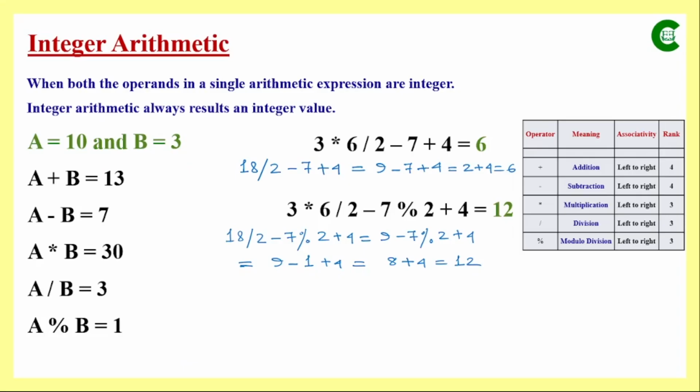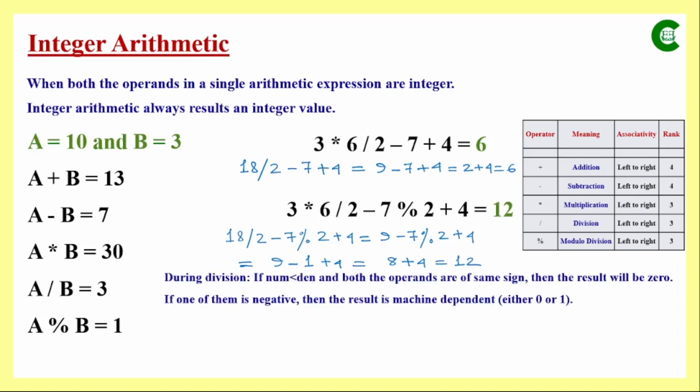Now we have seen the integer division operation where the numerator is greater than the denominator. So what if the numerator is less than the denominator? Then what will happen in that case, in the case of integer arithmetic division?